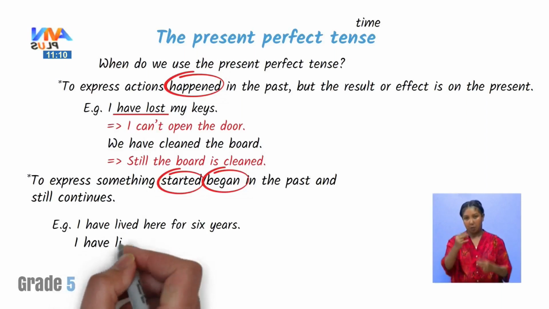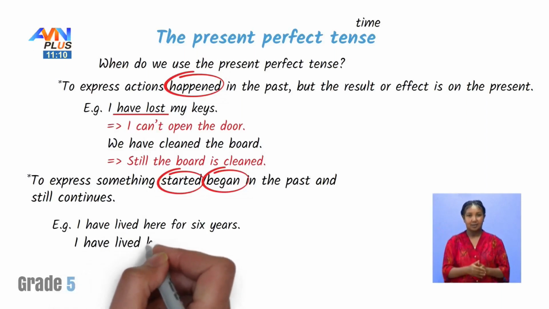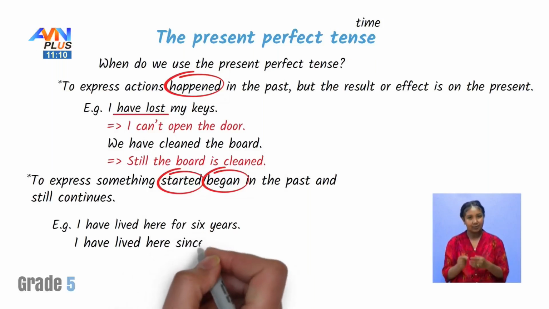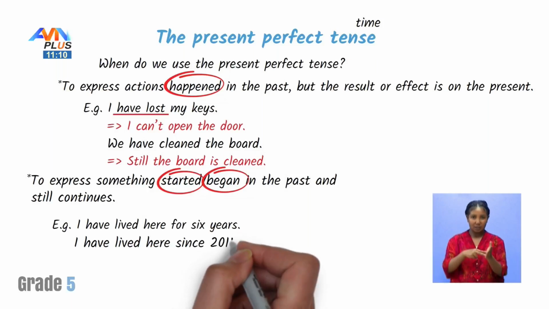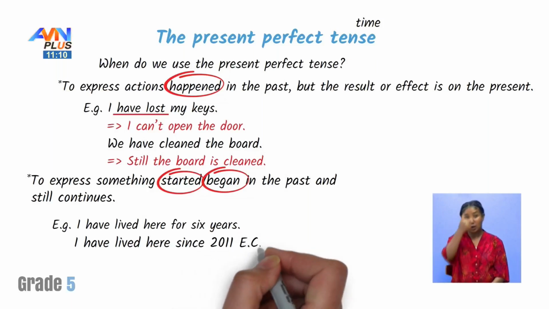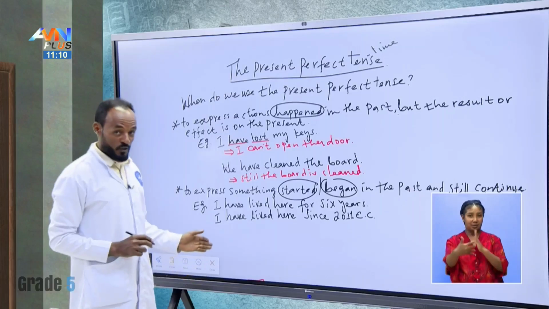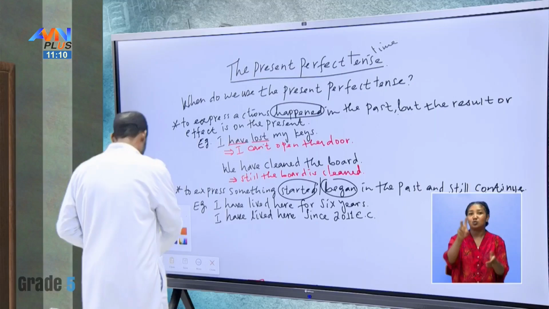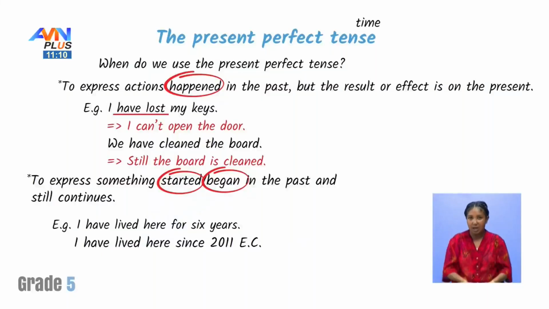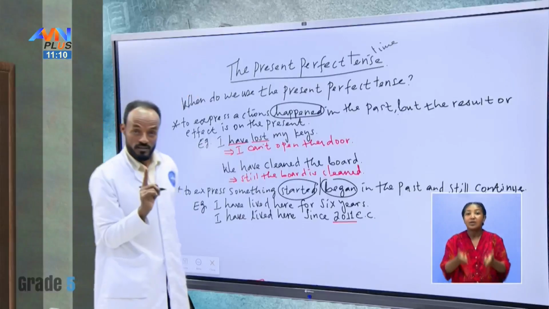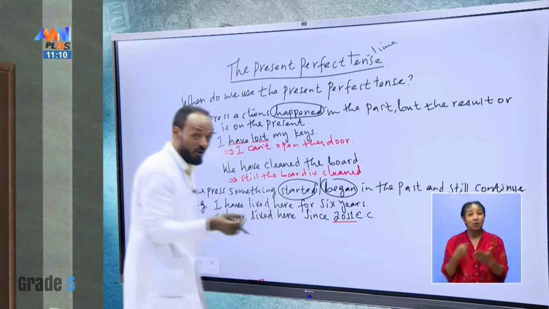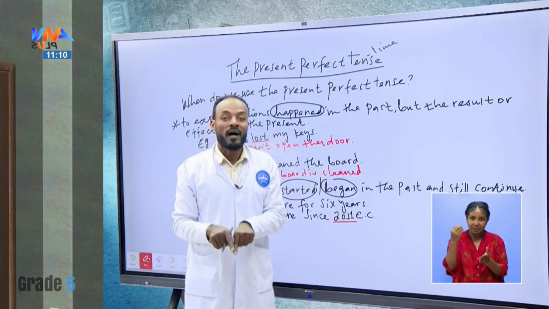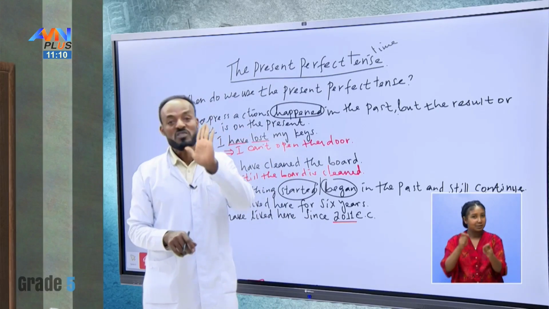I have lived here since 2011 in Ethiopian calendar. Bear in mind, you start living here, yes? When? You started living here in 2011. So when we count from 2011 until now, it is around 6 years.